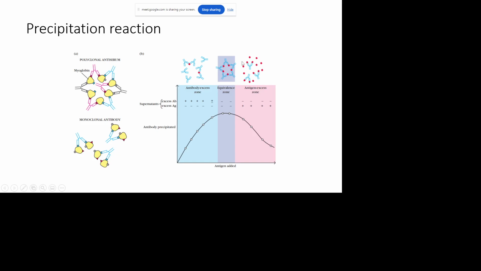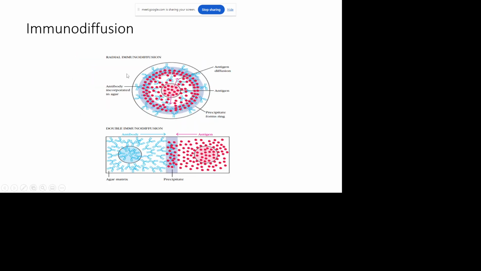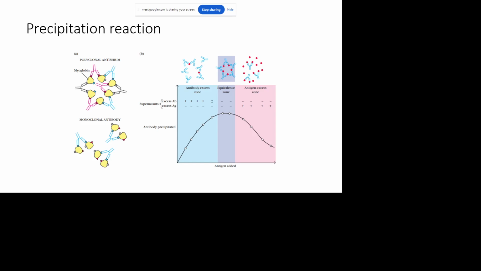So this is your precipitation reaction, and it peaks at the equivalent zone. The optimum condition for antigen antibody precipitation is when both of them are at the same concentration, and of course the antibody has to be polyclonal. Now the next thing is diffusion. All of these techniques are based on this precipitation reaction.